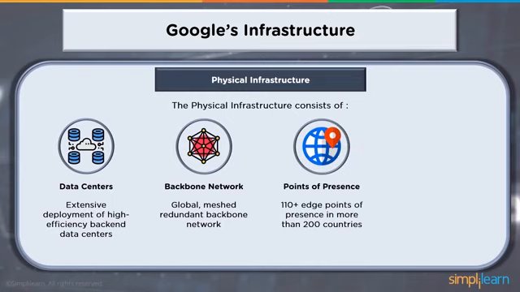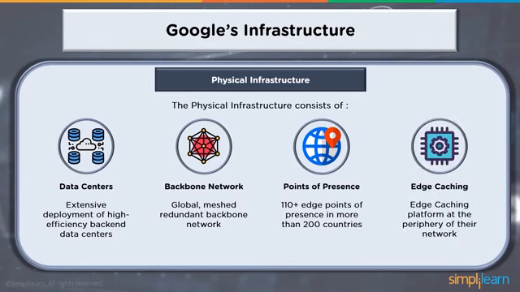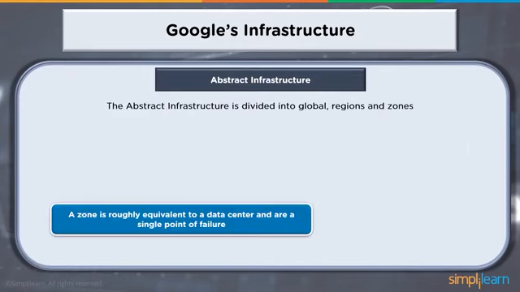Points of presence, when we talk about Google, it has 110 plus edge points of presence in more than 200 countries. And then there is the edge caching platform at the periphery of their network. So this is what defines the physical infrastructure of Google. Now there is much more to it rather than just these 4 points. When we talk about abstract infrastructure, that is divided into global, regions, and zones.